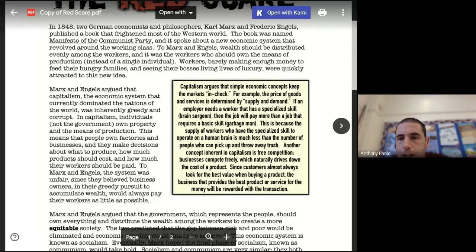Another concept inherent in capitalism is free competition. Businesses compete freely, which naturally drives down the cost of a product. We know this with the pencils. If Milagros is a pencil owner and she makes it 5 cents and Mr. Panio makes it $1,000 and we give the same quality of product, you're going to buy Milagros' product every time. And I'm going to go out of business. Since customers almost always look for the best value when buying a product, the business that provides the best product or service for the money will be rewarded with the transaction. Okay, and that's something you see in a capitalist economy.